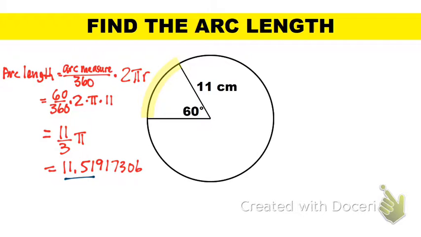So what we just found out is, if we had to travel from here to here along the outside of the circle, we would have to travel 11.52 centimeters.